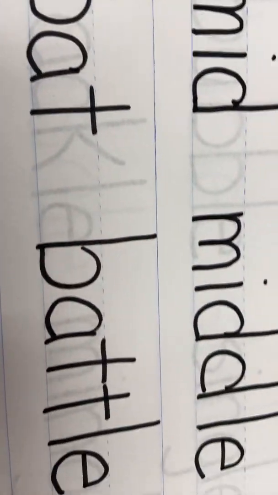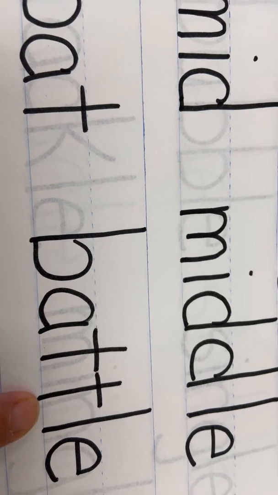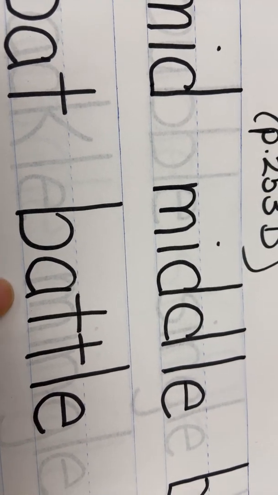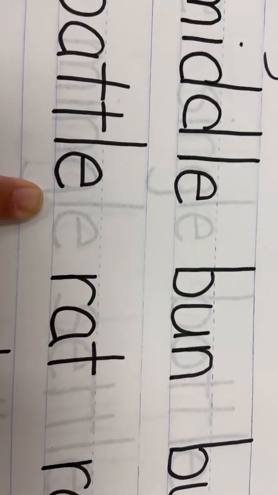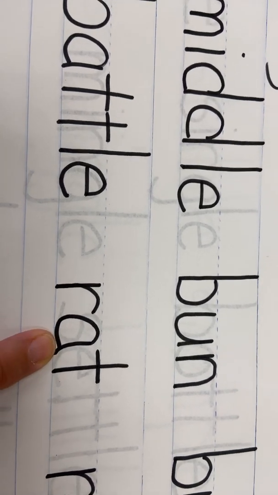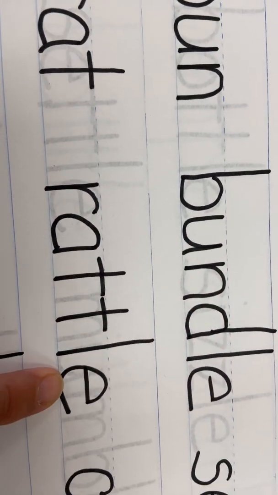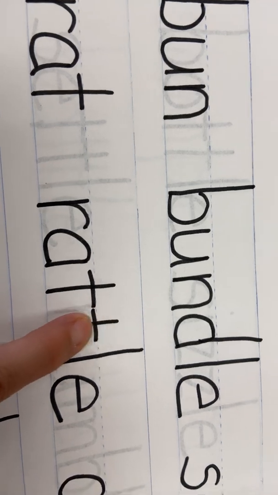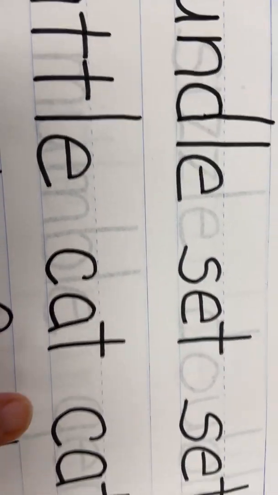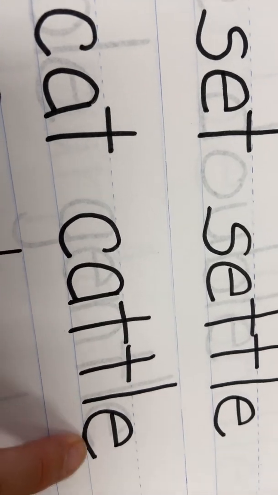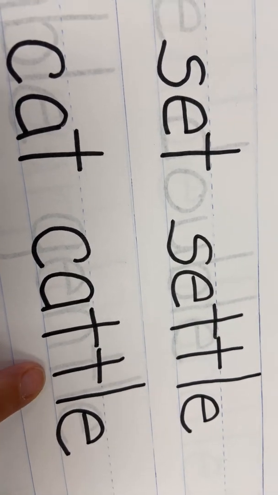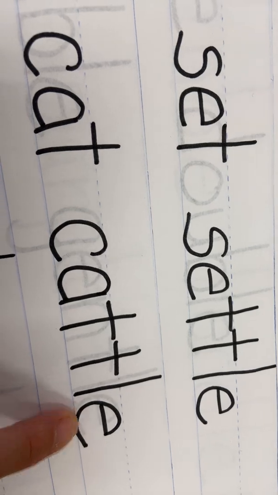Here we have the word bat. To turn it into battle, I add another T and then add LE, battle. Rat becomes rattle, two T's, consonant LE. And cat becomes cattle, two T's, consonant LE.